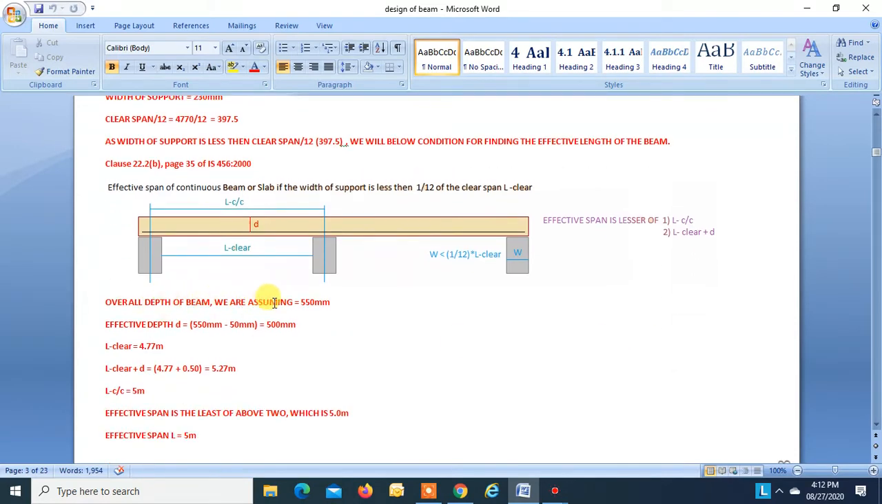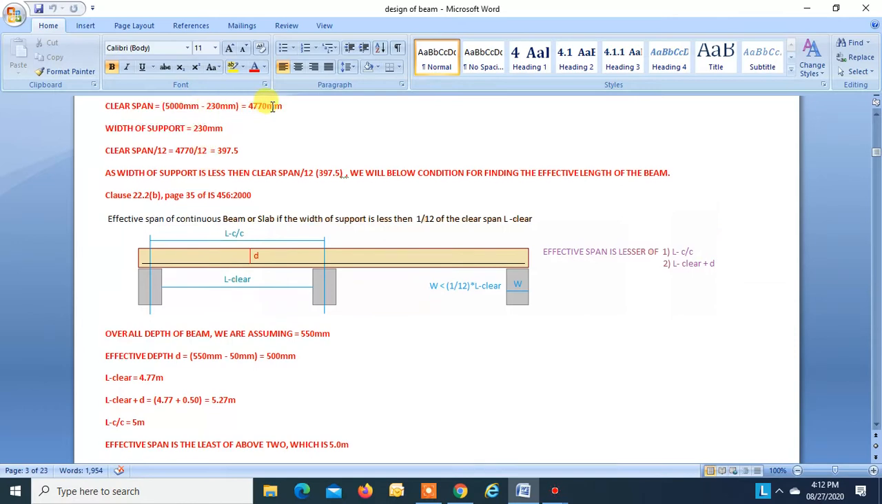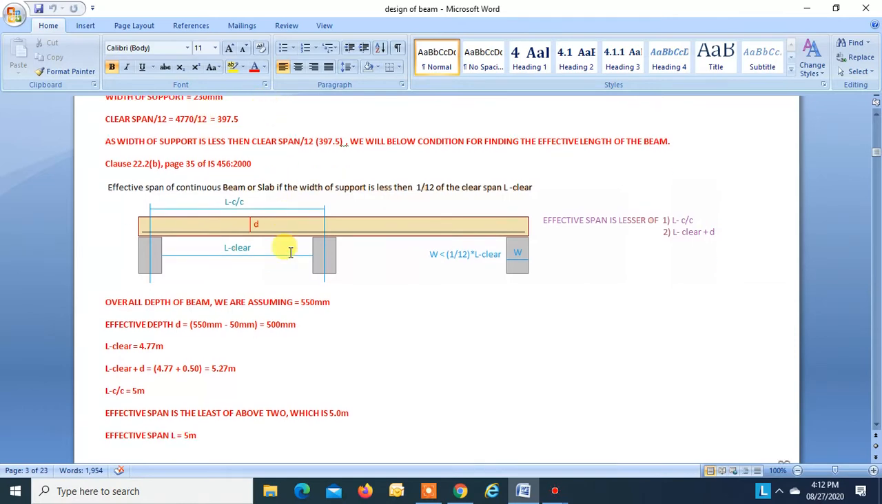Overall depth of the beam assumed is 550. Effective depth is 550 minus 50, that is 500 mm. Clear span we know is 4770 mm, that is 4.77 meters. Now, L clear plus D is 4.77 plus 0.5, that is 5.27 meters. L center to center is 5 meters. So the lesser of these two is 5 meters, and that will be our effective span.